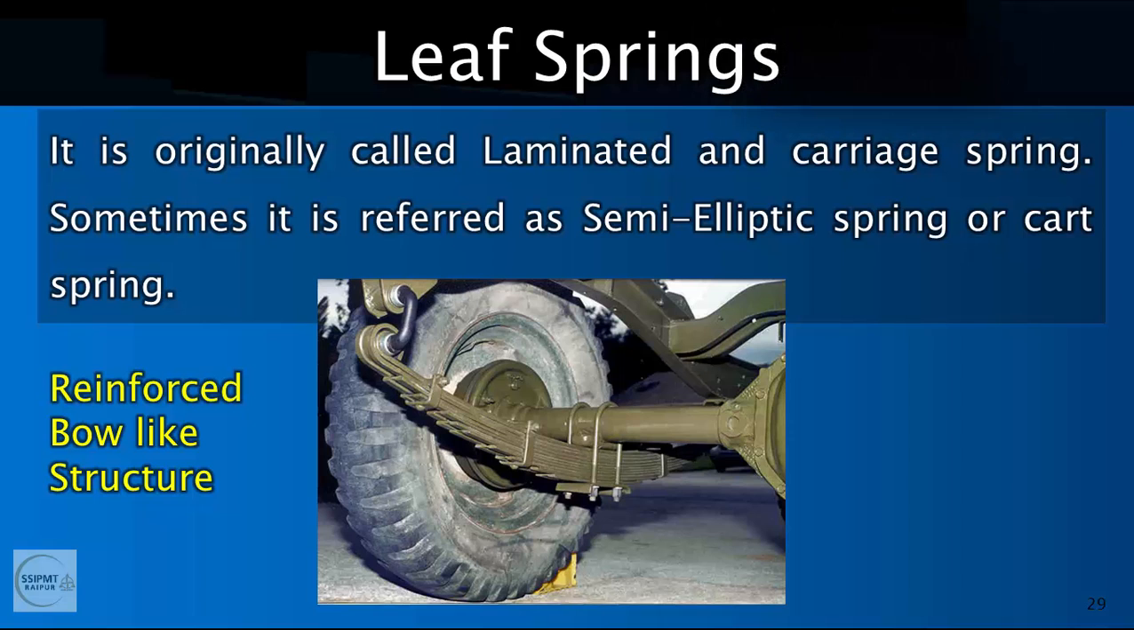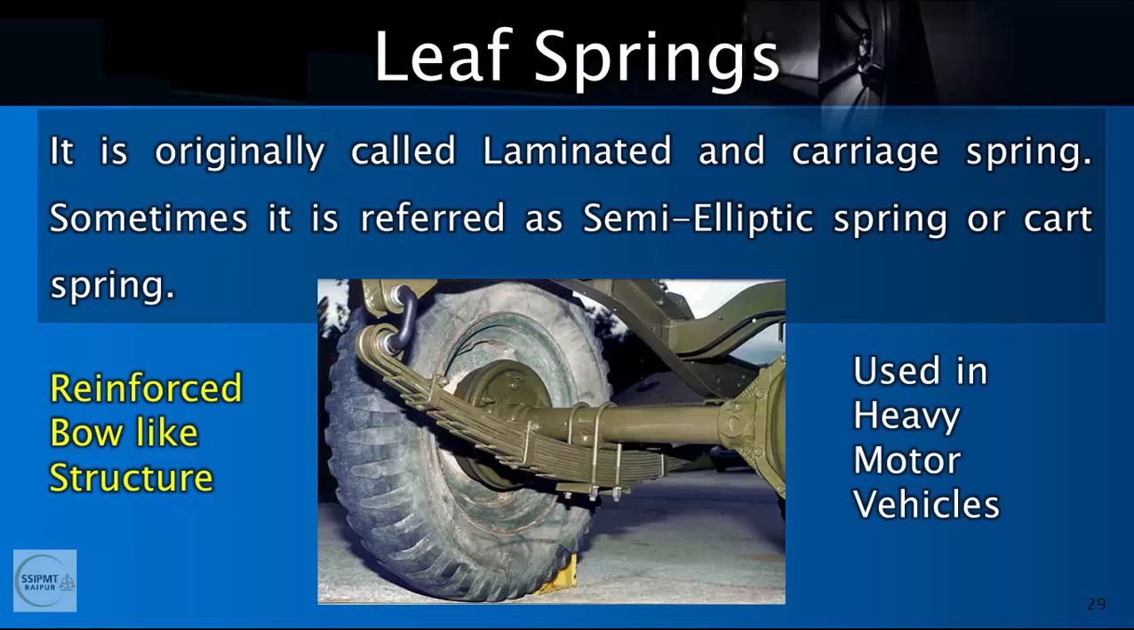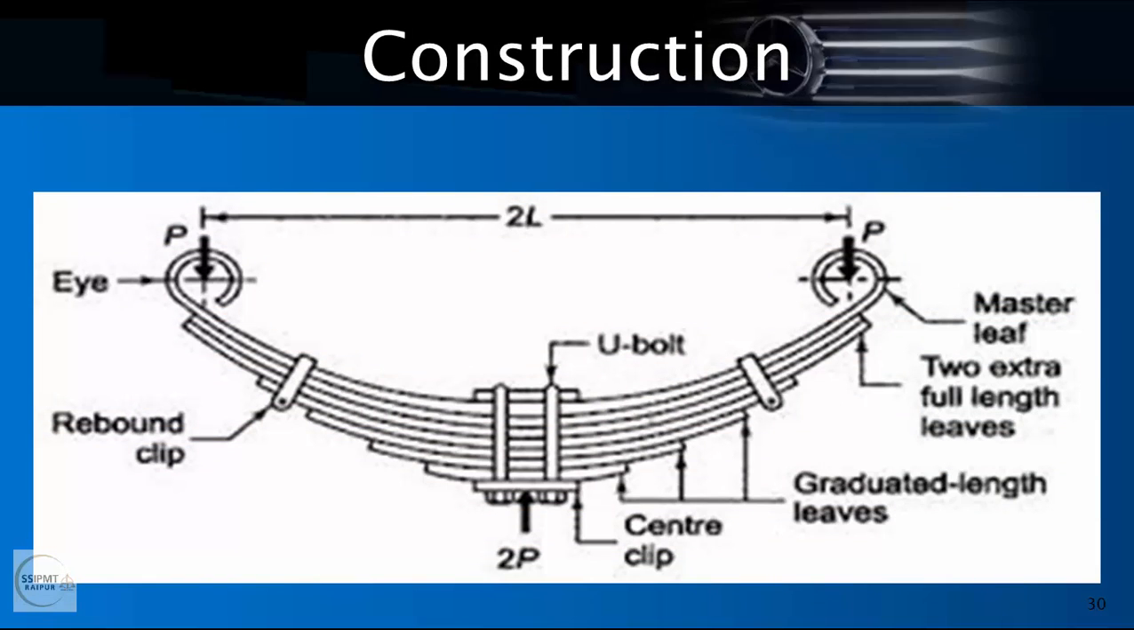Structure: reinforced bow-like structure. You can see it is a bow-like structure and it is used in heavy motor vehicles because of the heavy weight of the vehicle. Construction. Let's see the construction.